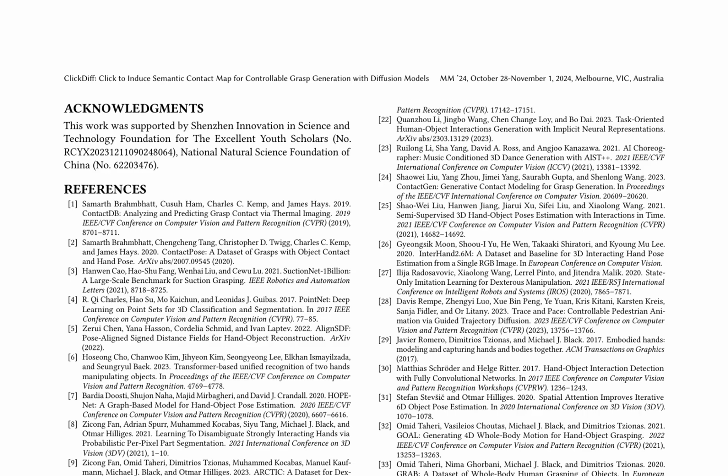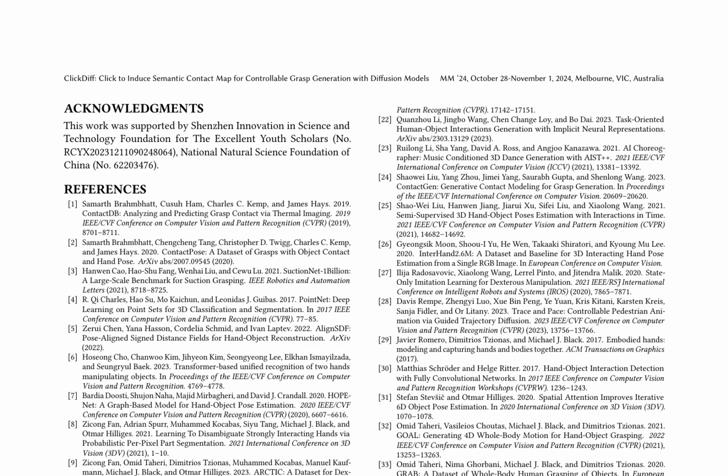Here is a combined summary of the 4 pages. ClickDiff, a novel method for generating and controlling grasp contact maps, leverages diffusion models to predict the interaction between hands and objects in 3D space. This approach utilizes a deep neural network to estimate the semantic contact map, which encodes spatial relationships and contact points between the hand and object.